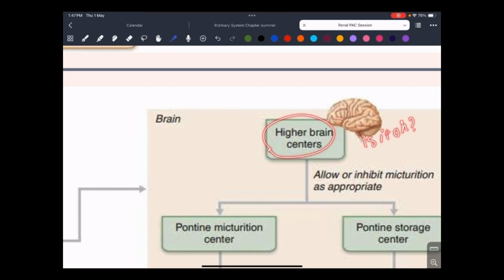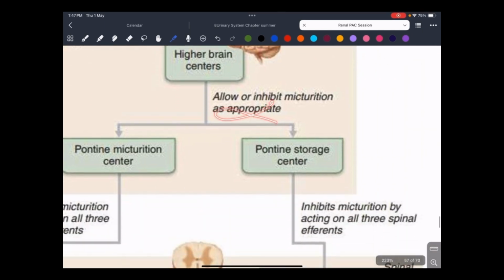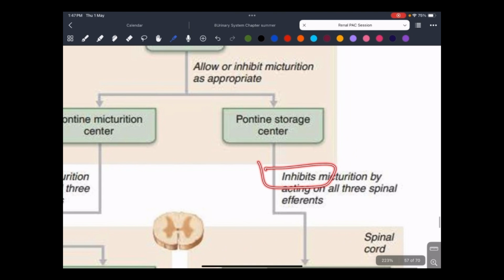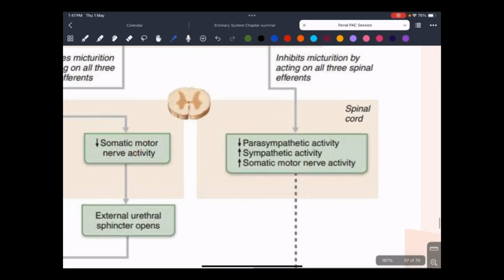We are talking about the fact when it is not okay. So it is not appropriate. So what's going to happen? The pontine storage center inhibits micturition by what? By cancelling out these 3 things. Literally, this is all it did. Didn't I say that the parasympathetic activity, we said it's chill, they can go to the bathroom? What's going to happen? It's going to decrease this. And it's going to increase the 2 S's. See? So it stops micturition by increasing the 2 S's.